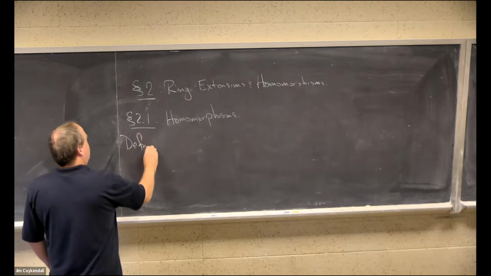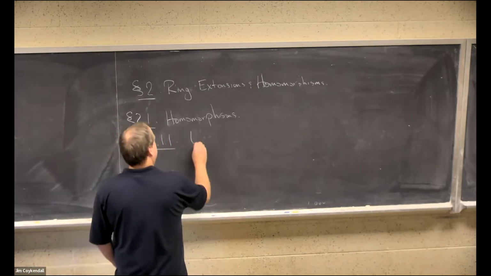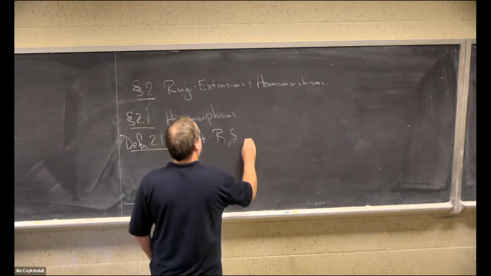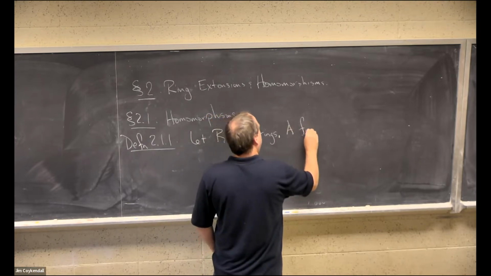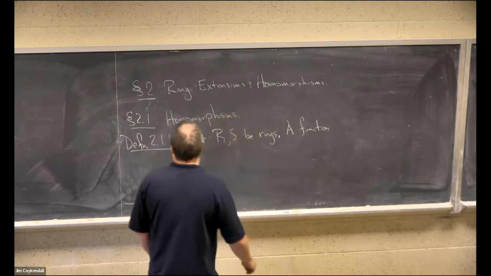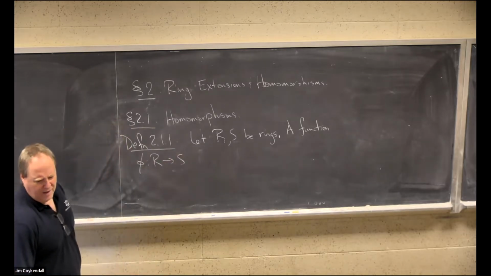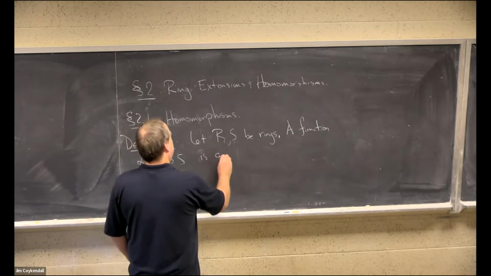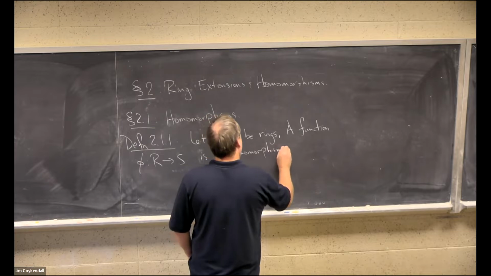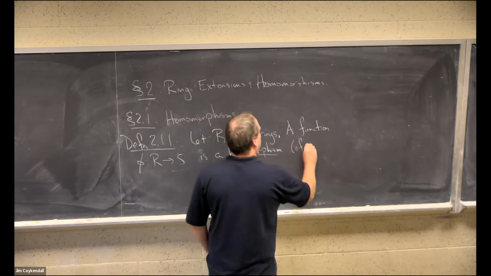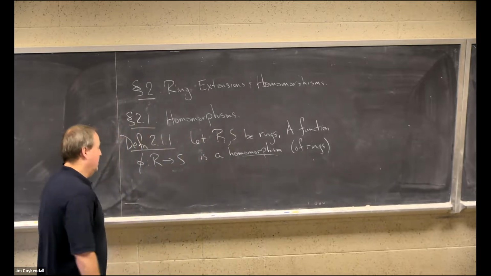Definition 2.1.1. Let R and S be rings. The function we call phi from R to S is a homomorphism of rings. So there's all kinds of homomorphisms, right? Groups, modules.